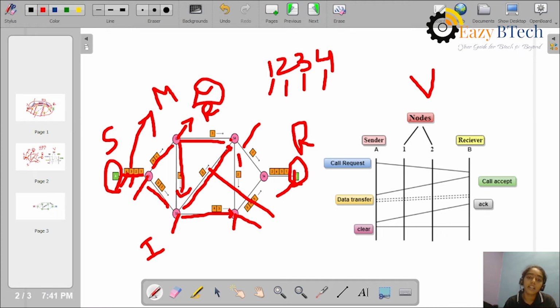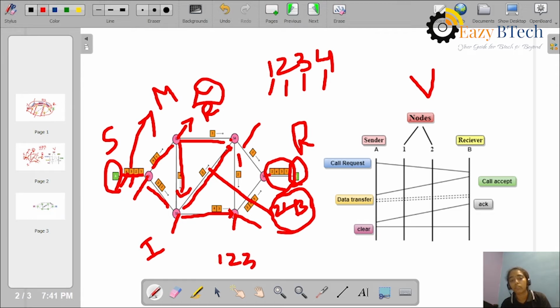See here, the packets are received in the order 1, 3, 4, 2. First he received one, next 3, 4 packets, and after that 2 packet. So at the receiver side, the order is missing. So it will be reassembled at the receiver side as 1, 2, 3, 4. This particular responsibility will also be taken by packet switching.